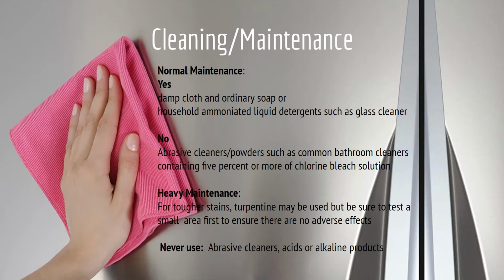Cleaning and maintenance. Like plastic laminates, surfaces of metal laminates may be cleaned with a damp cloth and ordinary soap, or a household detergent like glass cleaner. Abrasive cleaning products, however, or agents such as common bathroom cleaners containing 5% or more of chlorine bleach, should not be used. For heavier use, turpentine may be used, but be sure to test a small area first to ensure that there are no adverse effects. Never use abrasive cleaners, acids, or alkaline products.